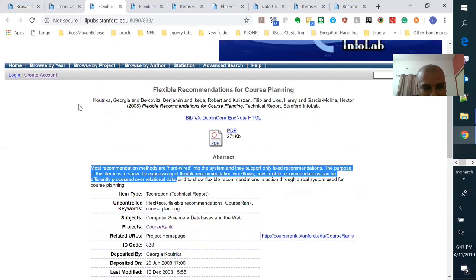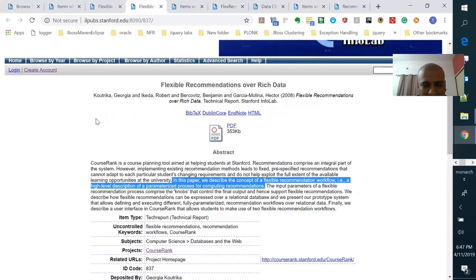So basically, this talks about most recommendation methods are hardwired into the system and they support only fixed recommendation. The purpose of this demo is to show the expressivity of flexible recommendation workflow, how flexible recommendations can be efficiently processed over relational data. This is the next paper, flexible recommendations over rich data. So this paper describes the concept of flexible recommendation workflow, the high level description of parameterized process for computing recommendation.